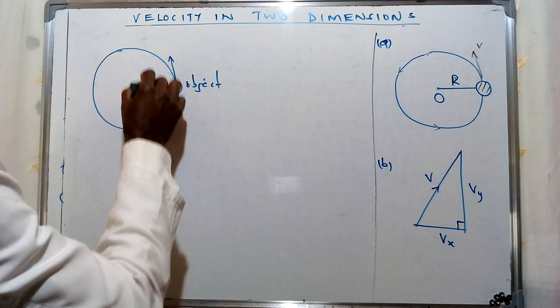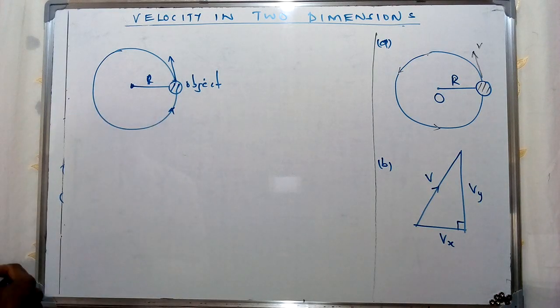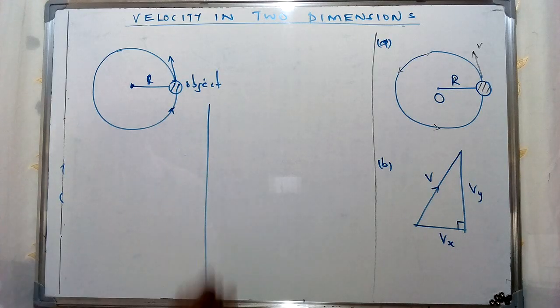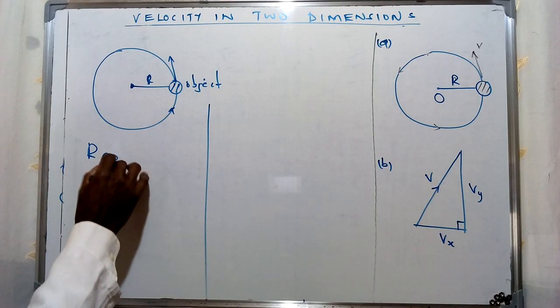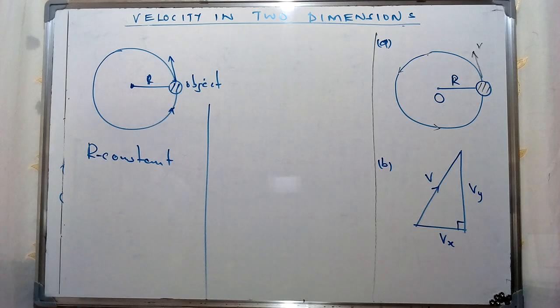In this case, we're going to have the radius from which this specific object is moving given as r. And as we're going to see, r is going to be a constant value which we are going to be using in our specific discussion.